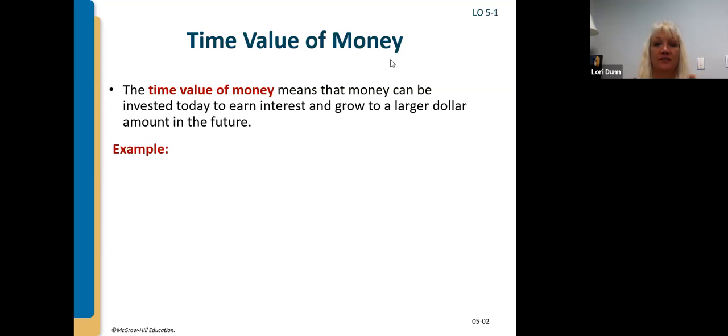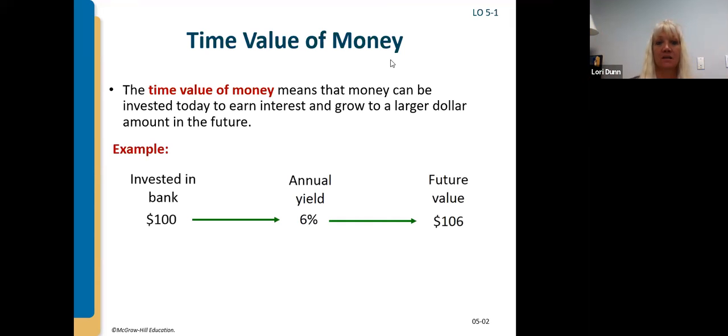So time value of money is exactly what it says there. It means that money invested today to earn interest will grow to a larger dollar amount in the future. And the assumption is all money is earning interest into the future. For example, you invest $100 today to earn 6% interest a year. At the end of 1 year, you will have $100 plus 100 times 6%, or $6, $6 being the interest right in there, or $106.